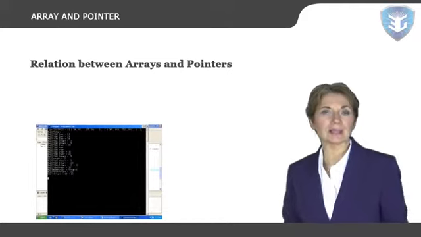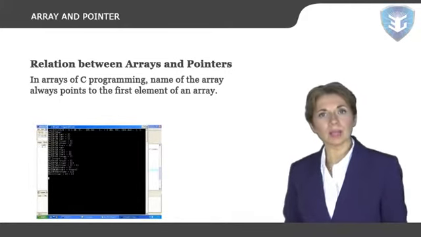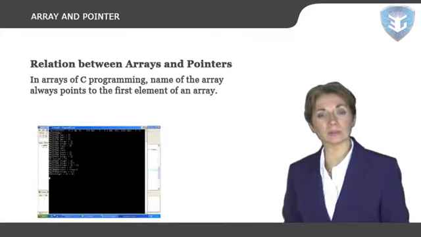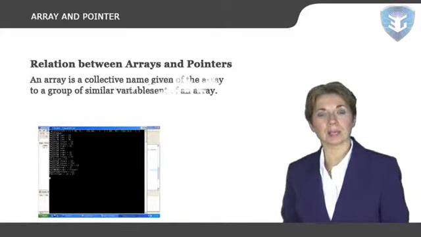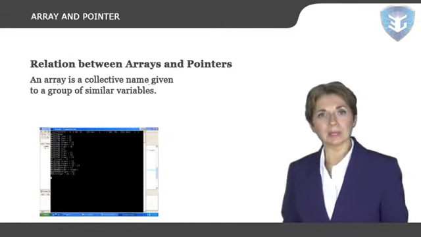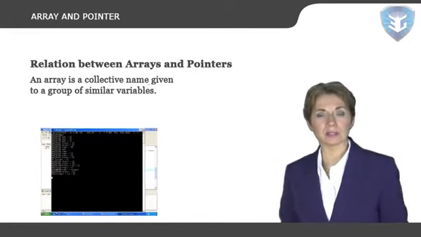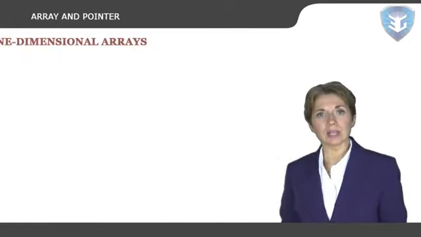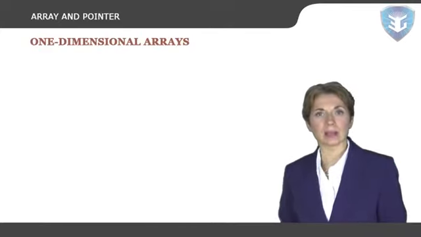Relation between arrays and pointers. In arrays of C programming, the name of the array always points to the first element of an array. An array is a collective name given to a group of similar variables. An array can be one-dimensional, two-dimensional, three-dimensional, and so on. Let's now take a look at one-dimensional arrays.